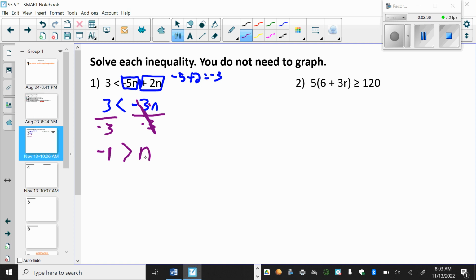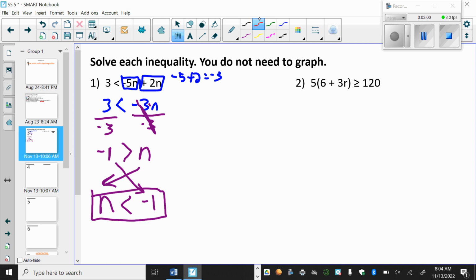And then just like we did before, you can leave it in this form, but I'm going to switch it back. So I'm going to take n and put it over here, and I'm going to take negative 1 and put it over here. And I'm going to flip my sign one more time so that I end up with n is less than negative 1.